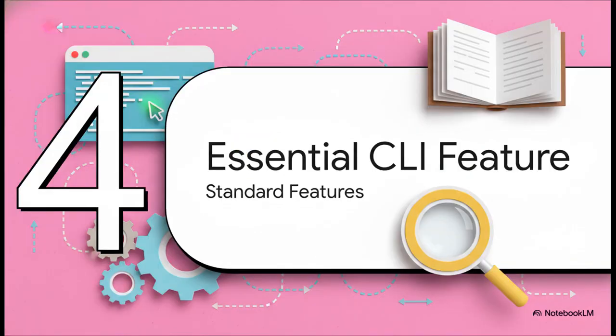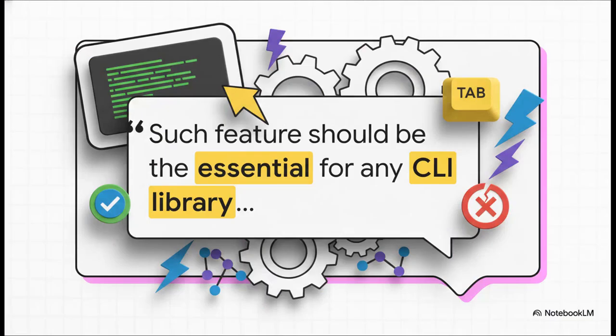Let's wrap up with Section 4, the essential CLI feature. Zooming out a bit from the XS2 ebook project, Ang summarizes this broader philosophy perfectly. He says, such features should be essential for any CLI library, especially those part of the standard library. The absolutely crucial point here is that autocomplete isn't just some luxury. It's not an afterthought that you tack on at the end if you happen to have some spare time. It is a foundational standard of modern computing.